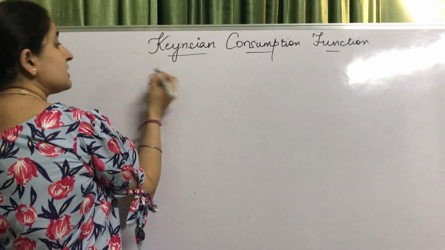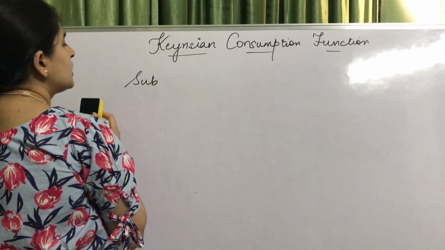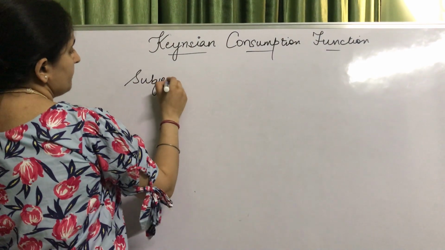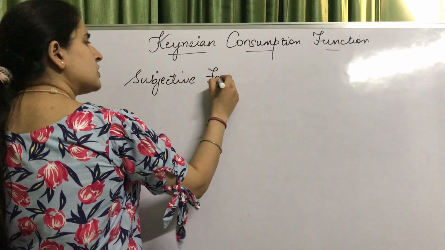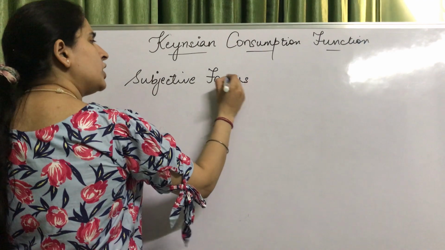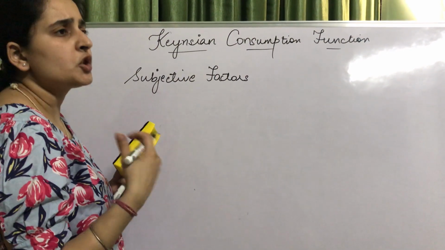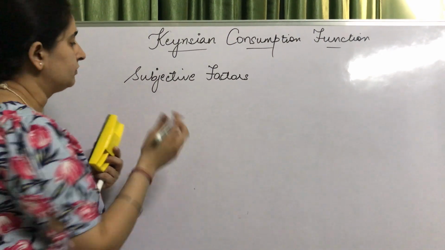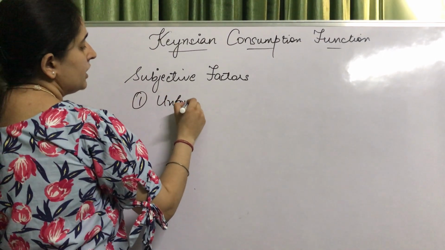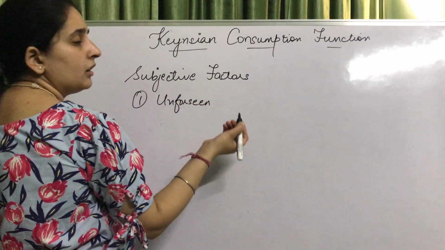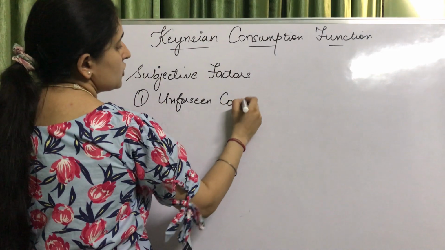So I was talking about some factors. First are the subjective and the objective factors. First we'll talk about subjective factors. Subjective factors are those factors which induce a person to save more. Why do we save? For unforeseen contingencies, right? It can be any medical thing or something similar.